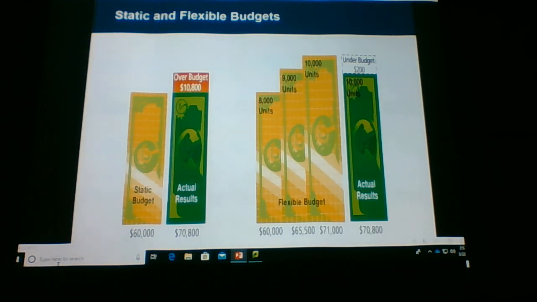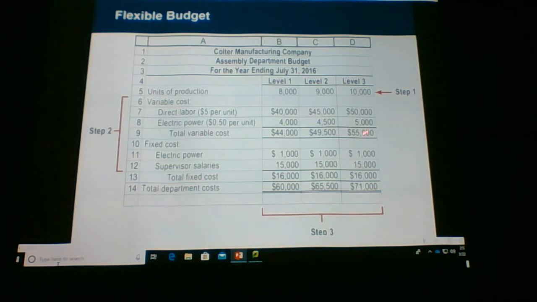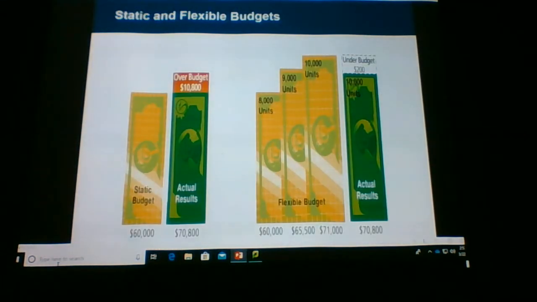Over here, however, on the flexible budget, we compare actual results to the appropriate level of production. In this case, 10,000 units. We budgeted $71,000 for 10,000 units. Let's go back briefly. See, 10,000 units, total cost of $71,000. But our actual results were $70,800, so we were actually under budget by $200. Now, so the static budget shows that we're way over budget.